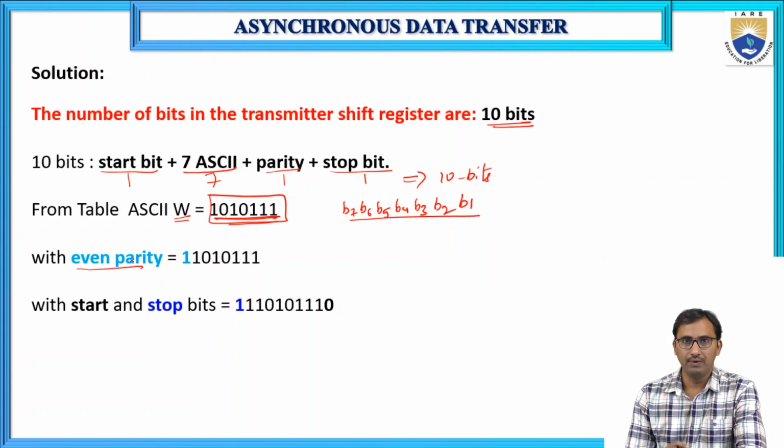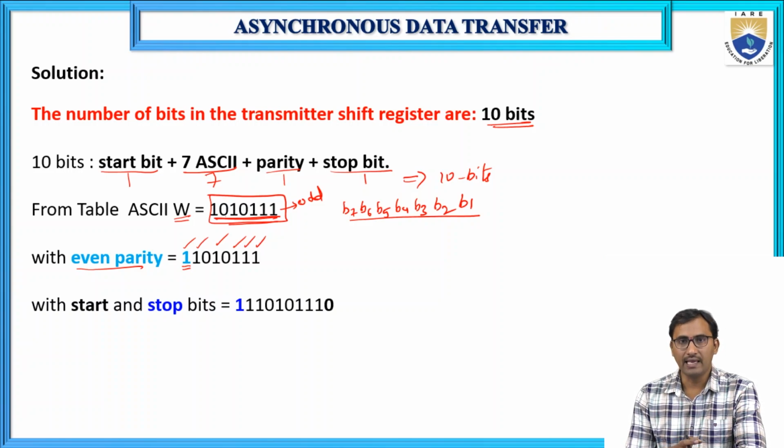With even parity, in the given ASCII code the number of ones are 1, 2, 3, 4, 5. That means it has odd parity. But to make it even parity, we need to add one more 1. So the parity bit 1 is added here so that it becomes even parity, because in even parity the number of ones in the transmitted data is always even. So this is 1, 2, 3, 4, 5, 6. So now it becomes even parity.